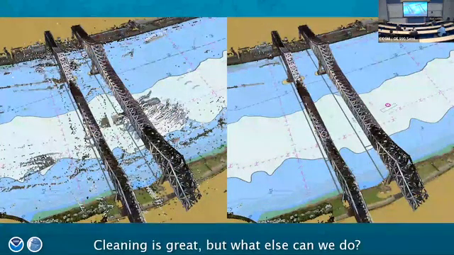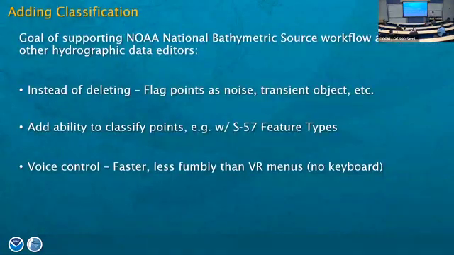So another question is what else we can do with that information and with our application. Our main goal is to support the national bathymetric source workflow. And we saw that using that workflow, people are not deleting points. They are just classifying the points as bad data or, I don't know, some noise or something. To make it easy for them, we created a classifier functionality, and you can use your own labels or use a standard S57.